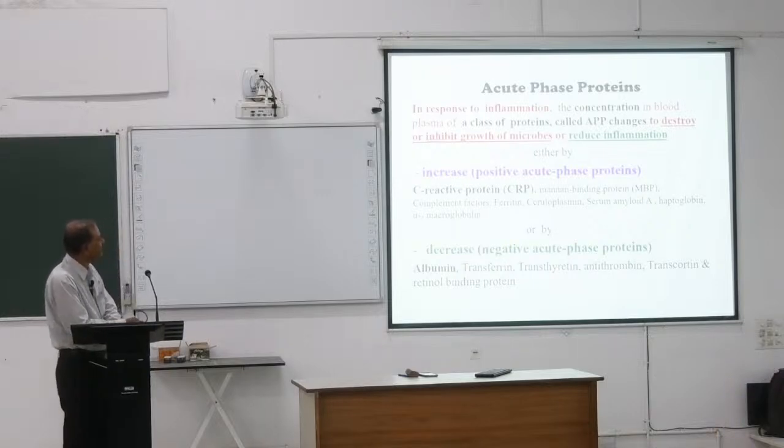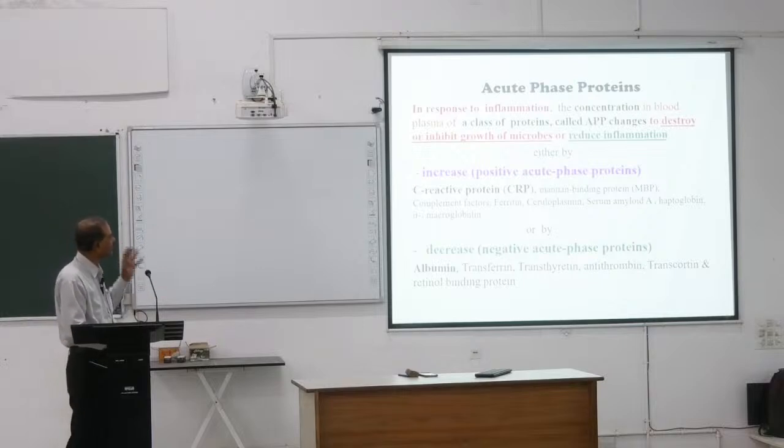So what is an acute phase protein? You should remember this. In response to inflammation, the concentration of a class of proteins known as acute phase proteins changes. The basic purpose is to destroy or inhibit the growth of the microbe or to reduce inflammation.